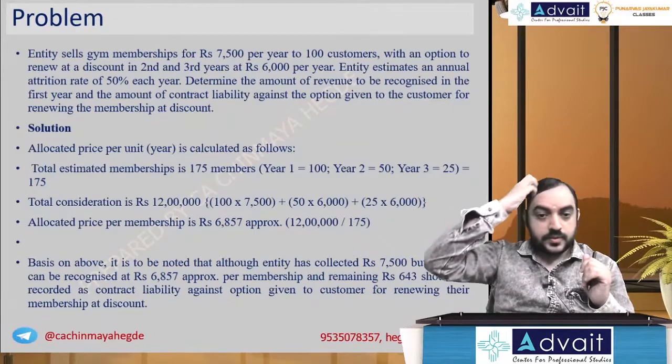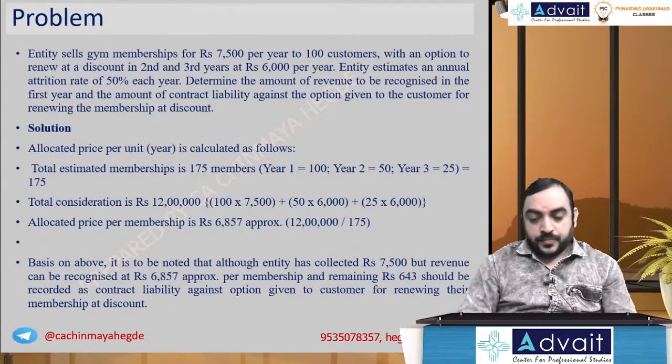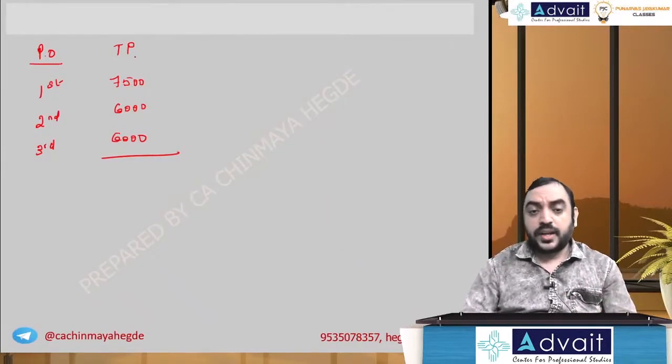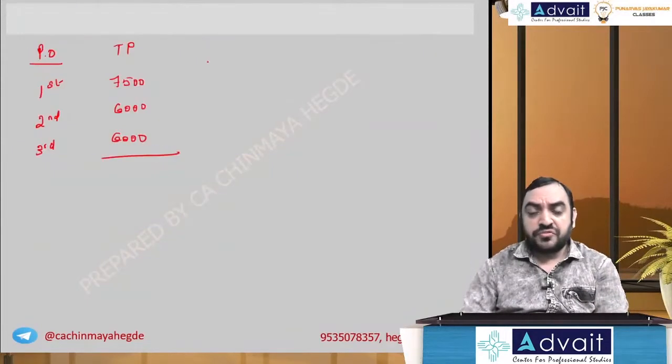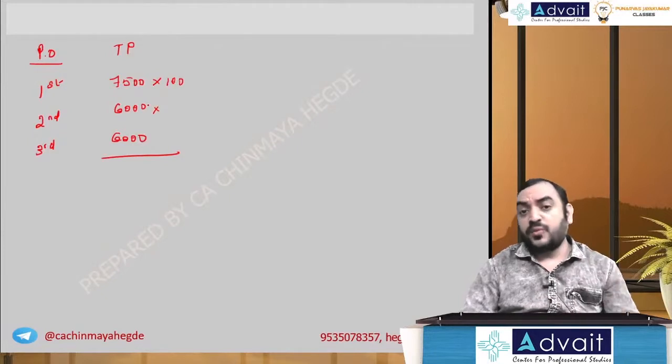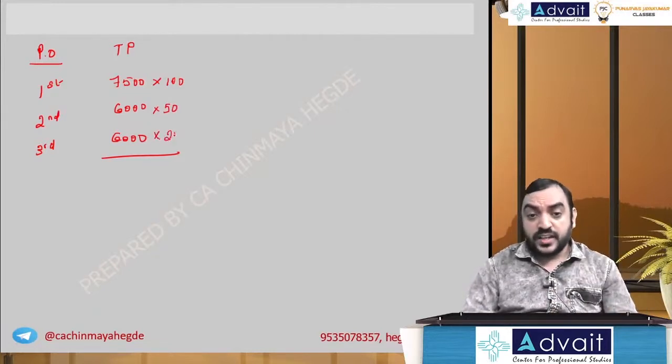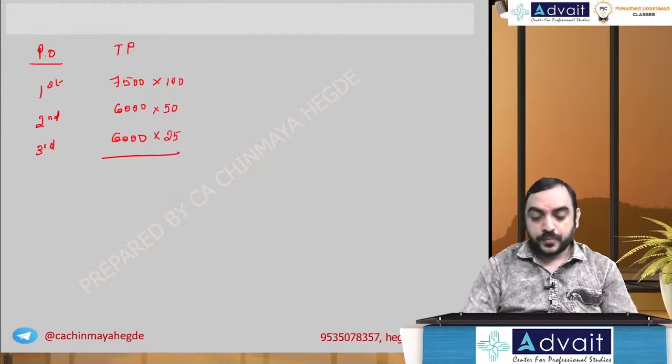Okay, and this is the transaction price. If I multiply by the number of customers, it is 7,500 for 100 customers. Next year 100 customers will not come, only 50 customers come, so multiplied by 50. And the next year, 50% of the remaining, only 25 customers will come.